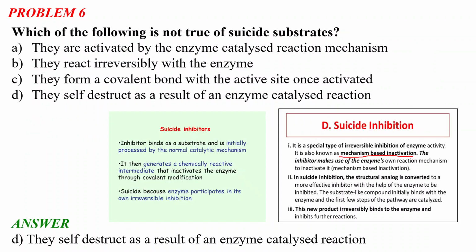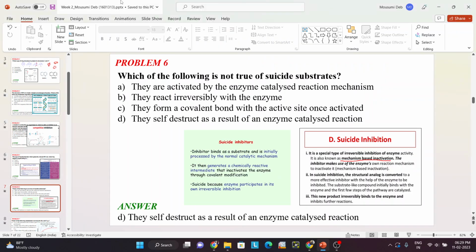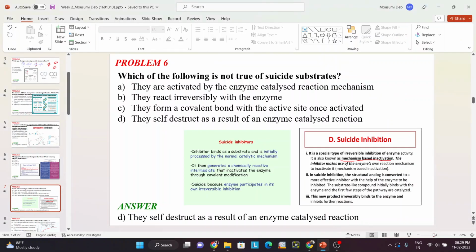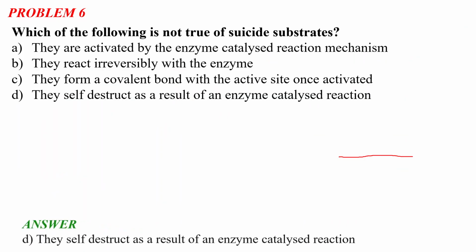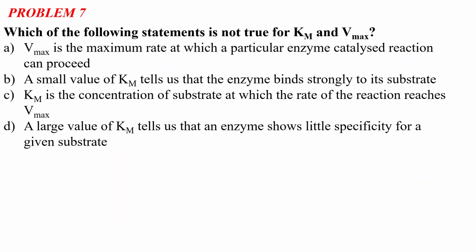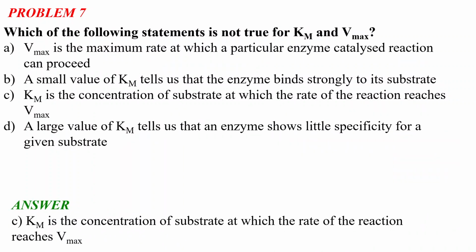So, do you have any answers for this question? Okay, somebody says C. So, C is the most common answer, I think. So, let us check the correct answer. Okay, so number C is not true, that Km is the concentration of the substrate at which the reaction reaches Vmax.